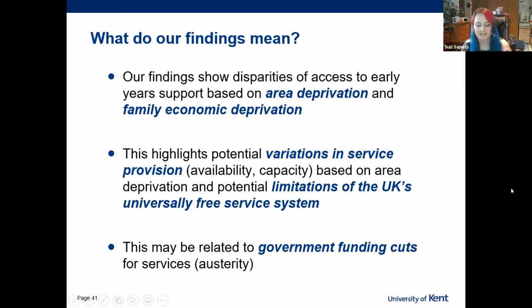So what do our findings mean? Firstly, our findings show that there are potential disparities of access to earlier support for families of children with neurodevelopmental conditions in the UK. And this is based both on area deprivation and family economic deprivation. So decreased access to formal support highlights potential variation in services that are available in different locations based on area deprivation, which could be due to the capacity or availability of services.